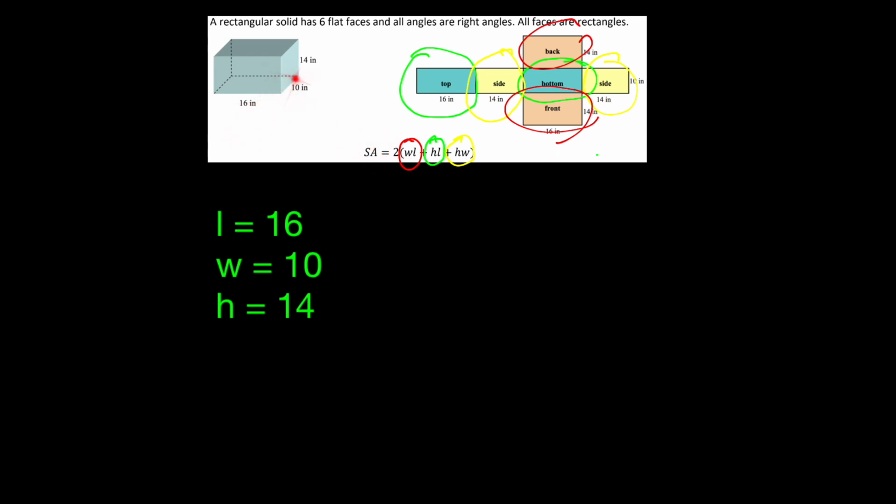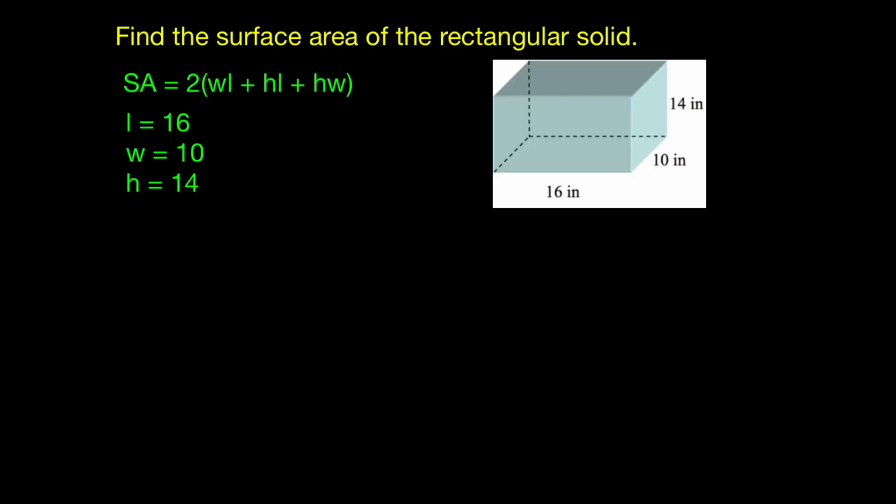So this is the formula for surface area of a rectangular solid. If I have a length of 16, a width of 10, and a height of 14, I can just plug this in and compute. So let's go ahead and do that. Applying the appropriate substitutions to get the surface area, I'm going to get 2 multiplied with the width times the length. So that's going to be 10 times 16. And then we're going to add that with the height multiplied with the length, so 14 times 16. And finally, we're going to add that to the product of the height with the width, which is going to be 14 and 10.